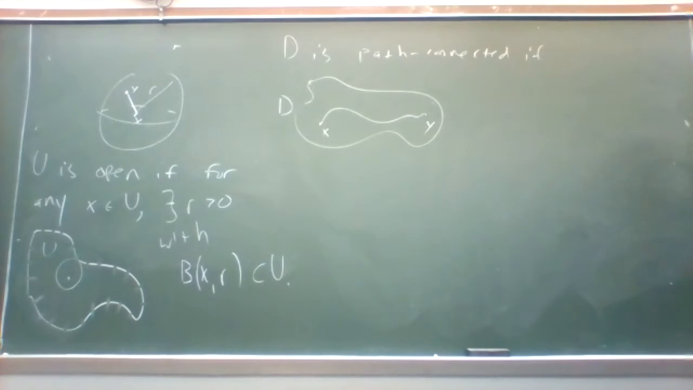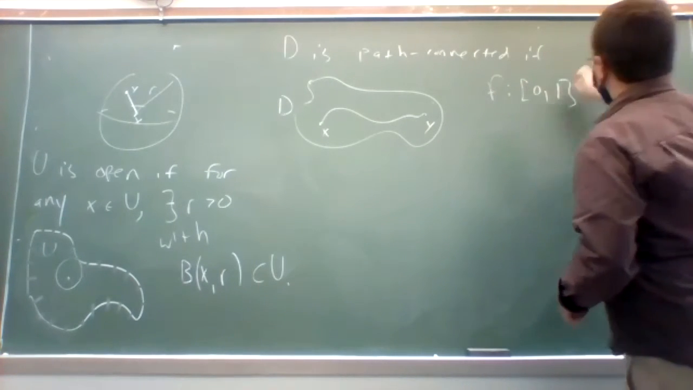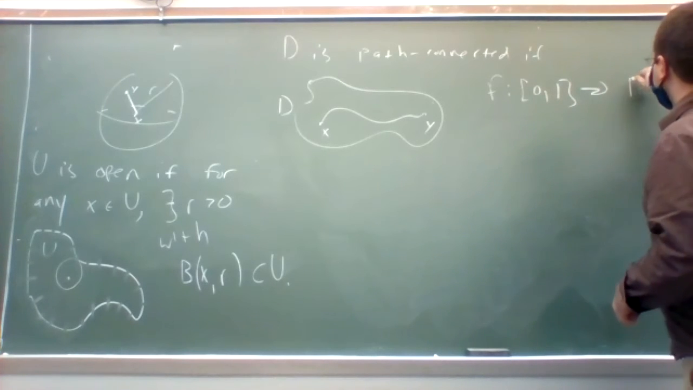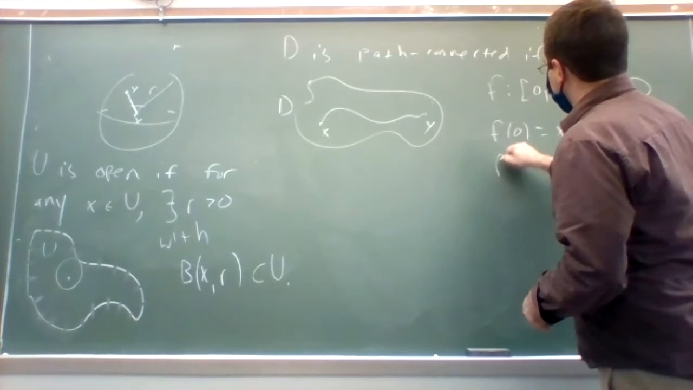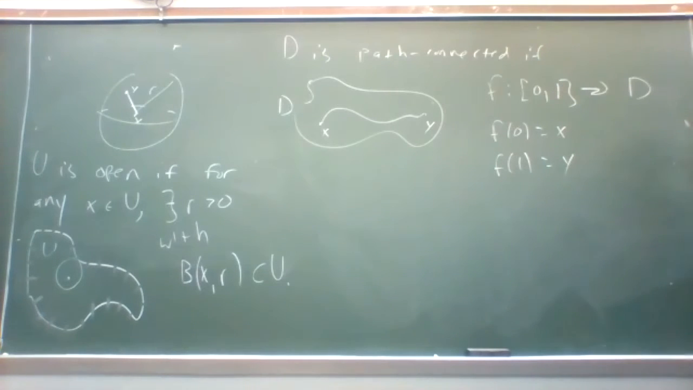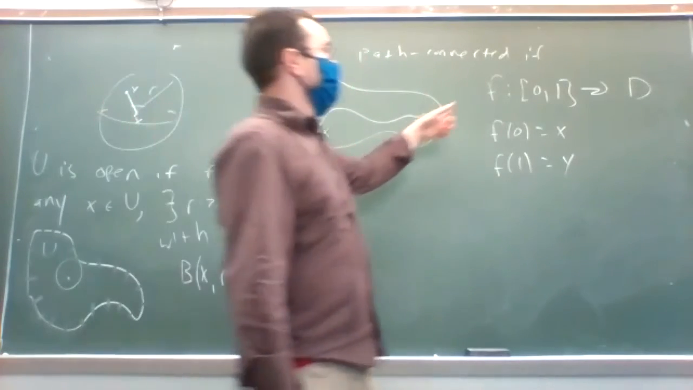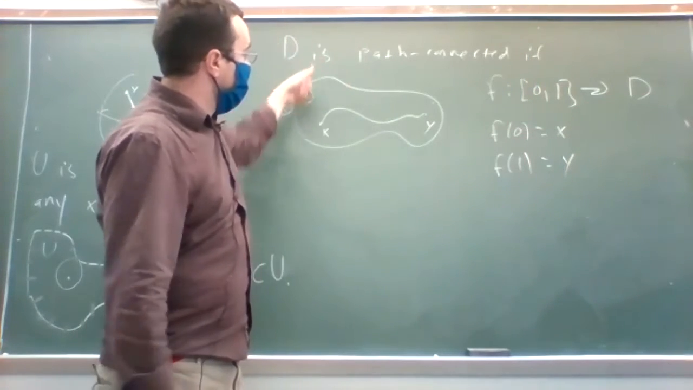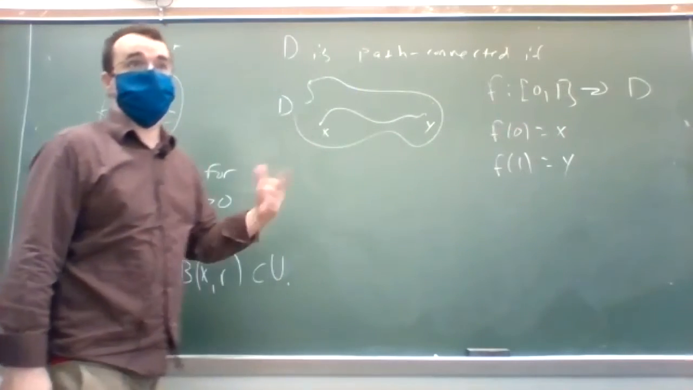between them. A path, of course, is a continuous function f from [0, 1] into D with f(0) equals x, f(1) equals y. I mean, just a path would be any continuous function from the interval into Rn, but you're path connected if for any two points inside the set, there's a path that stays inside that set that connects those two points.